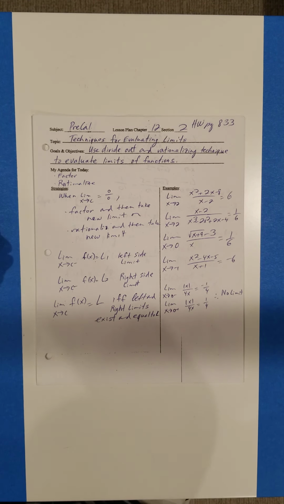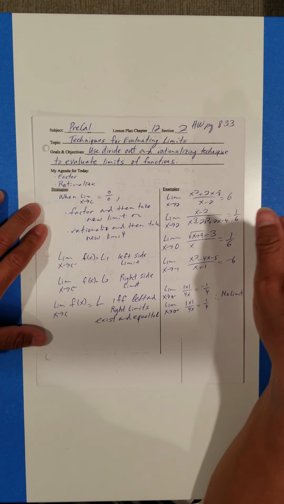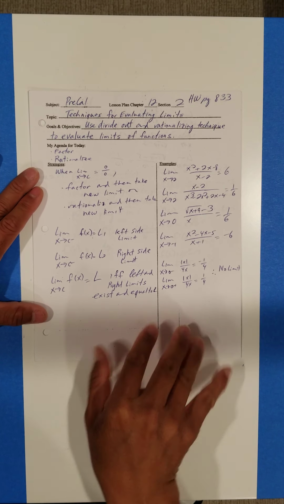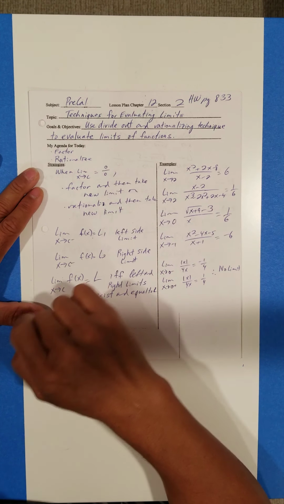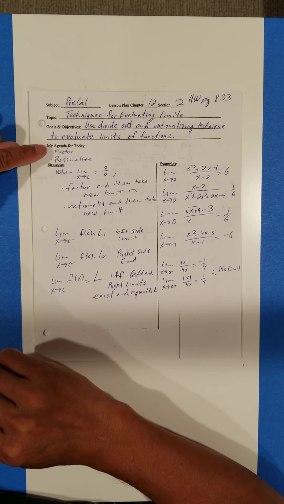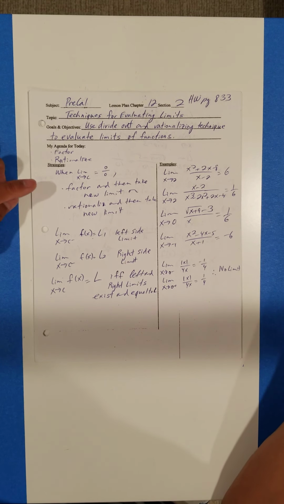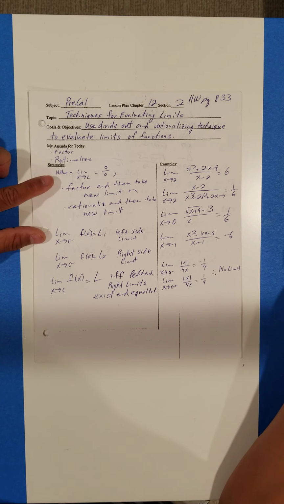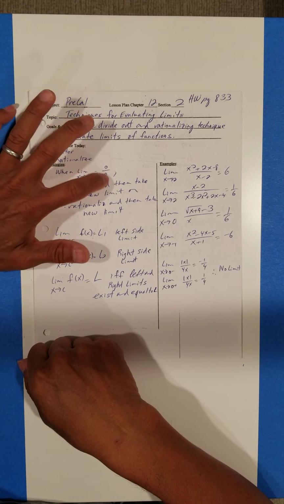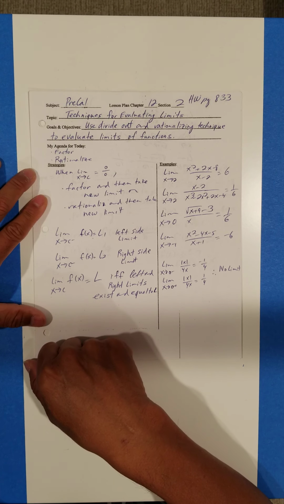Pre-calculus, chapter 12, section 2, homework page 833, techniques on evaluating limits. Use divide out and rationalizing techniques to evaluate limits of functions. We want to take limits when it's a strange situation. When the limit as x approaches c gives you 0 over 0, what do you do? These are techniques on how to deal with that.